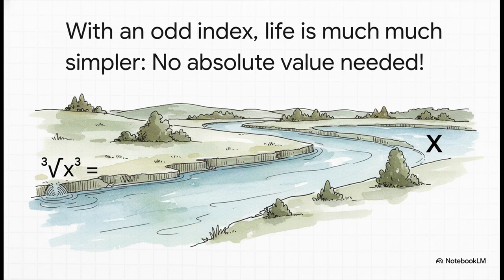But check this out. When the index is odd, like the cube root of x cubed, life is so much easier. An odd index doesn't mind negative answers. So if x is negative 2, the answer is negative 2. No absolute value needed at all. The answer is just x, whatever it was, positive or negative.